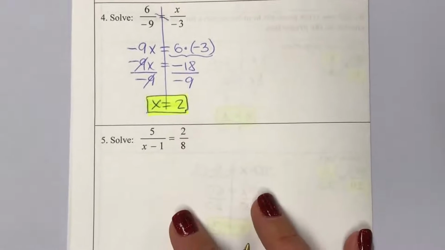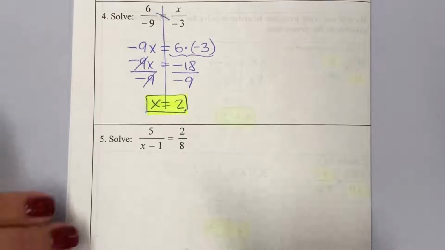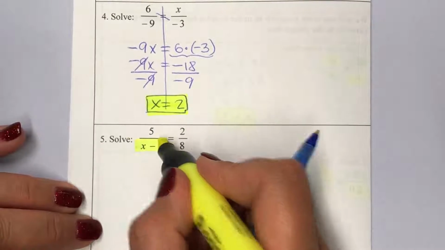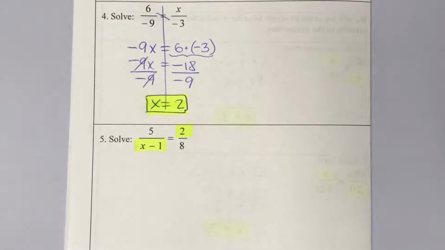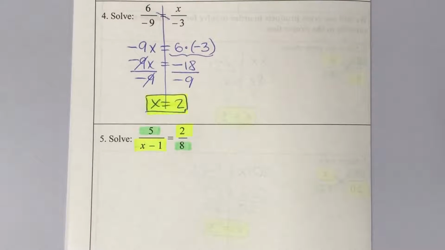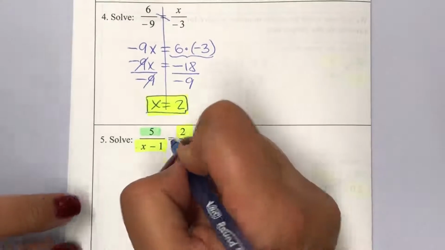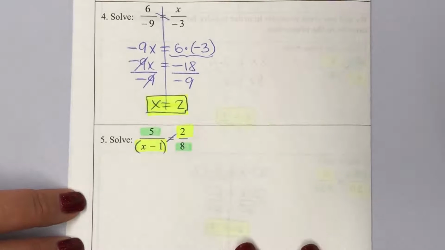Same concept is used when we have expressions as well. In this proportion, now I have x minus 1, which is an expression, going across with 2, and then 5 is going across with 8. So when I multiply in this situation, the expression must be in parentheses.